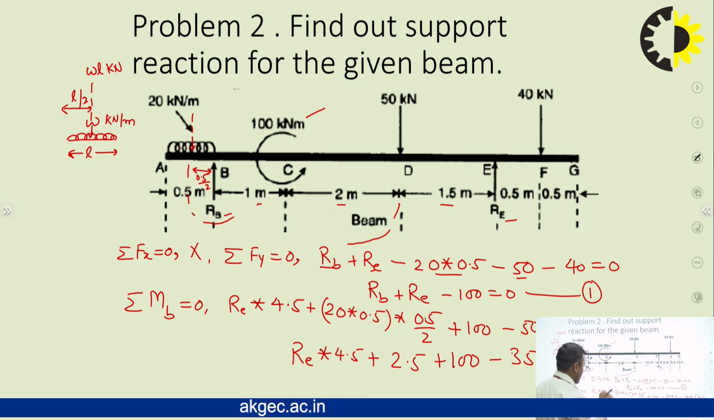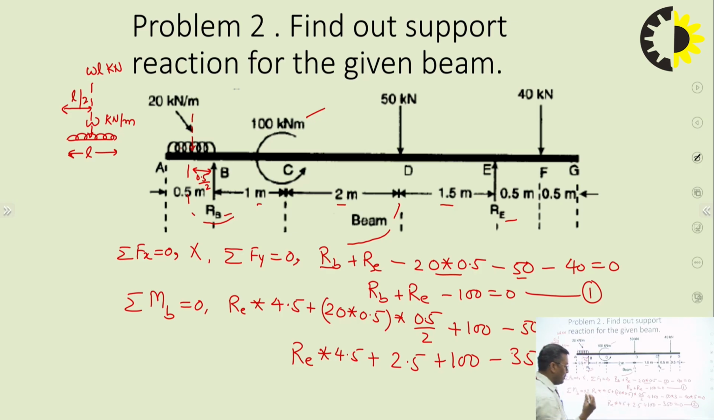So it is how much? We can find out. Yes, 350. So 252.5 and 252.5 divided by 2.5. So we can get RE. You can solve it. Okay. And by putting the value of RE here, you can easily find out RB also. So in this way, we can find out the unknown reaction forces.